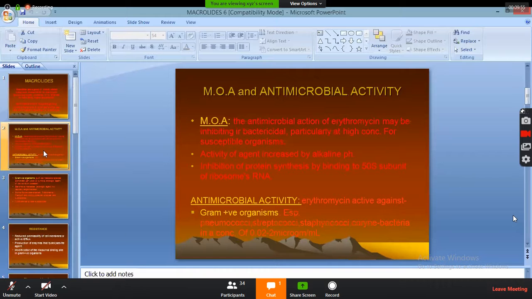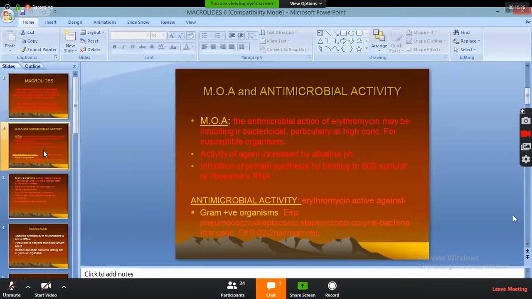So let's see what is the mode of action and antimicrobial activity. Now the antimicrobial agents can be bacteriostatic, as you all know, or bactericidal. Bacteriostatic usually means that they inhibit the growth of the bacteria, and bactericidal means they kill the bacteria at therapeutic dosage. So macrolides are bacteriostatic, that is, when administered in therapeutic doses, they cause inhibition of bacterial growth, arrest the growth, and hence bring about the eradication of the infection. But if they are given in high concentration, they can prove to be bactericidal.